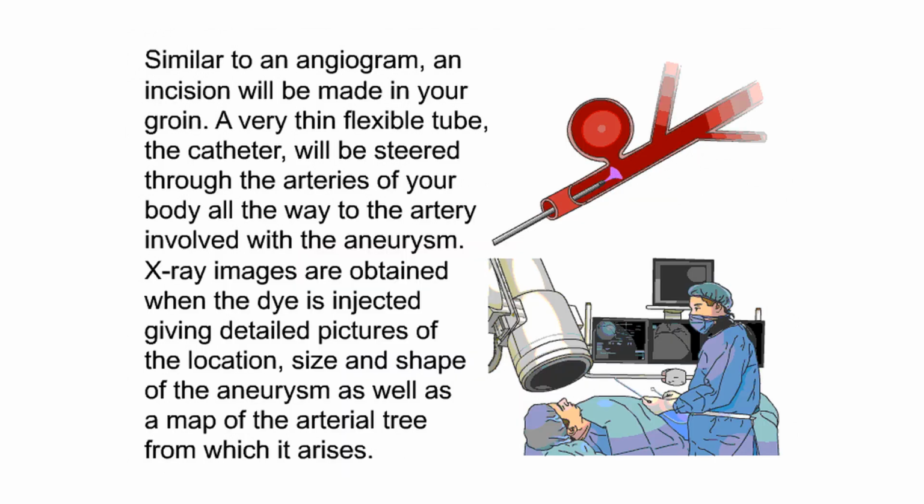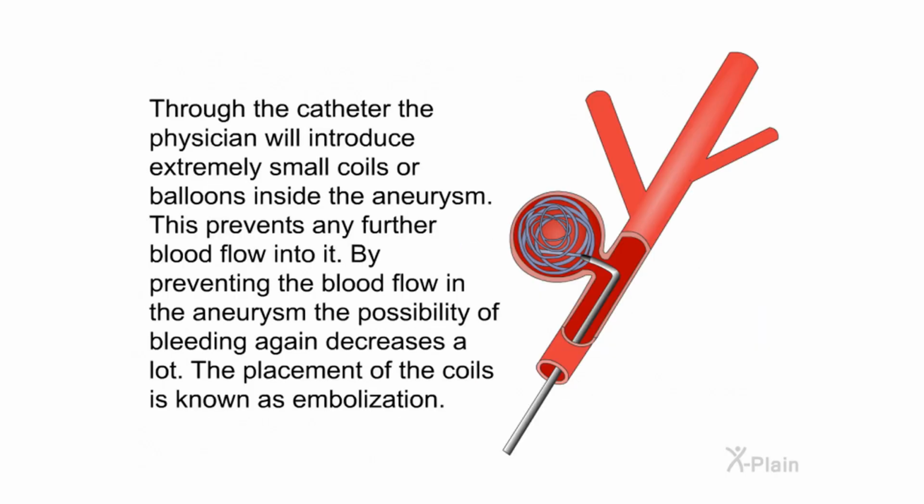Similar to an angiogram, an incision will be made in your groin. A very thin, flexible tube, the catheter, will be steered through the arteries of your body all the way to the artery involved with the aneurysm. X-ray images are obtained when the dye is injected, giving detailed pictures of the location, size, and shape of the aneurysm, as well as a map of the arterial tree from which it arises. Through the catheter, the physician will introduce extremely small coils or balloons inside the aneurysm. This prevents any further blood flow into it. By preventing the blood flow in the aneurysm, the possibility of bleeding again decreases a lot. The placement of the coils is known as embolization.